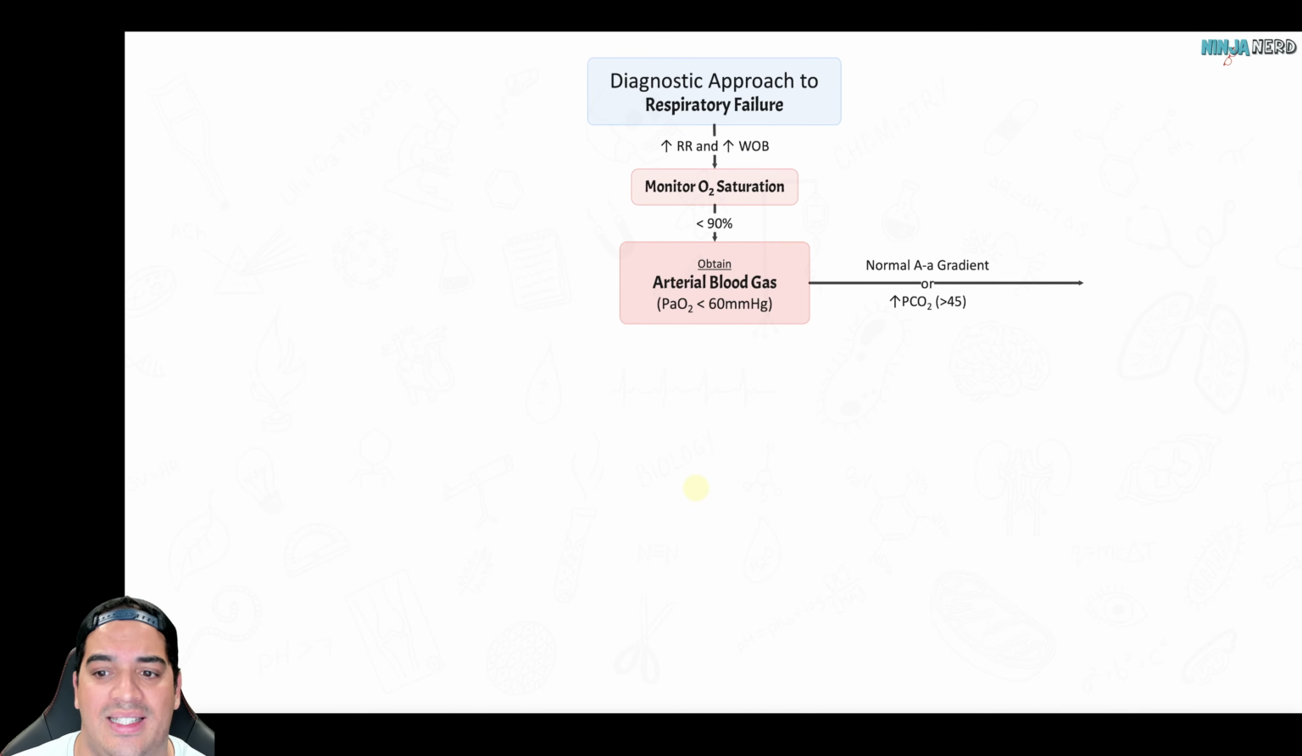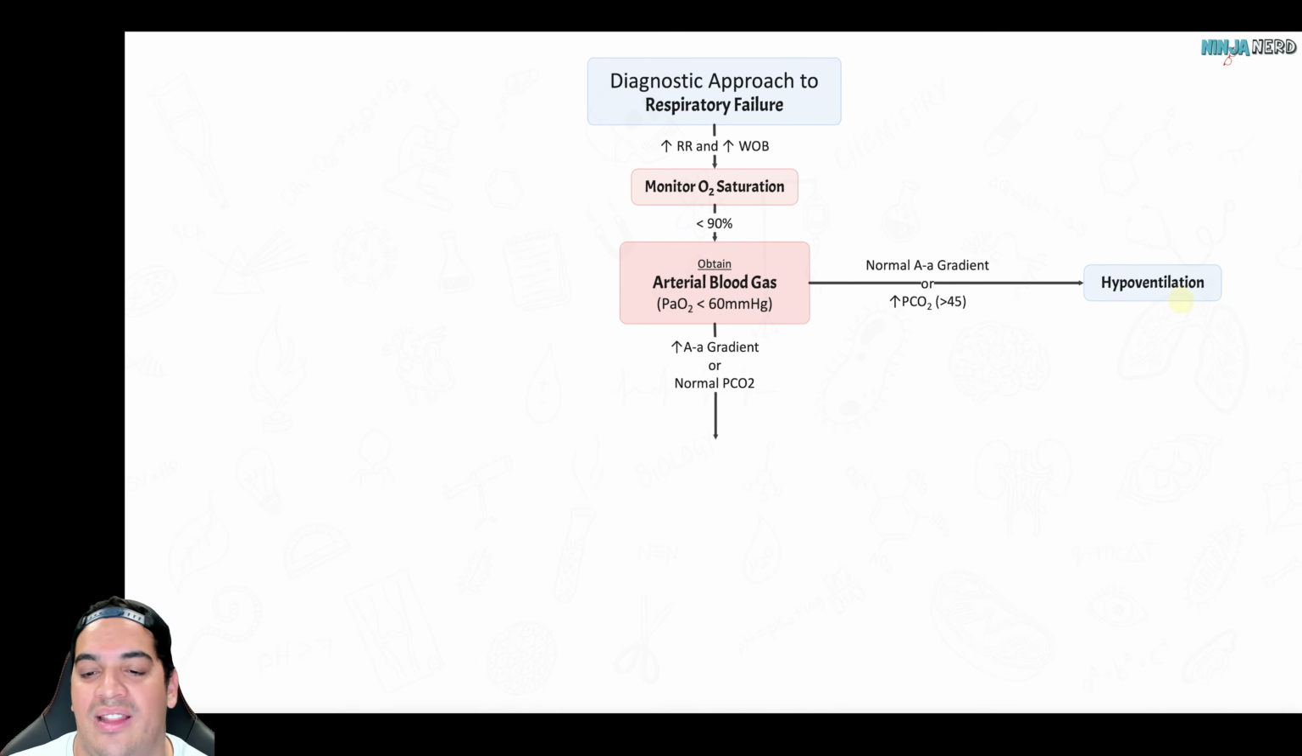If I obtain it and I see a PCO2 of greater than 45, I know it's hypoventilation. So then I've got to think, is it a CNS depression issue? Is it neuromuscular failure? Or is it a COPD or asthma exacerbation? And that's where the history comes into play and other tests. If that is not the case and the PCO2 is normal or decreased, then I know it's not hypoventilation. It's got to be something else.